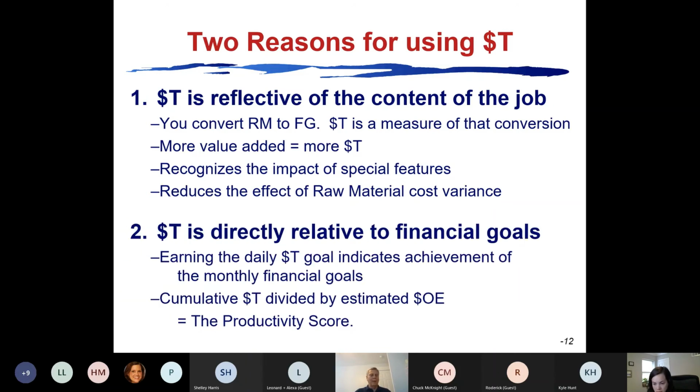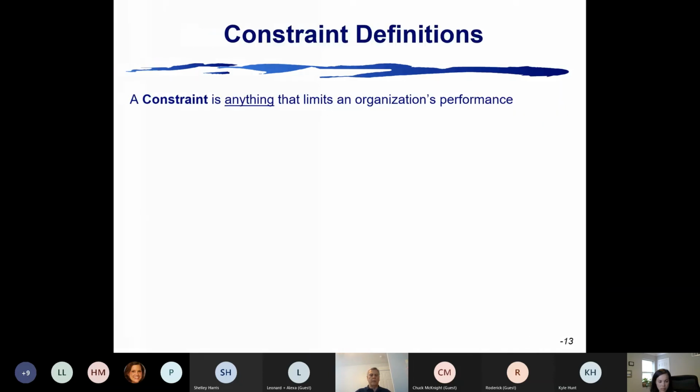Reason number two, it is directly relative to your financial goals. In measuring throughput every day, you can know where you stand relative to meeting a financial goal at the end of the month. Without that, you have no clue of whether or not you made that goal, and we can actually reduce it to something called a productivity score, which is a single metric that you can share with your people, and it's like a score of a football game. Everybody knows what's going on every day without revealing sensitive financial information.